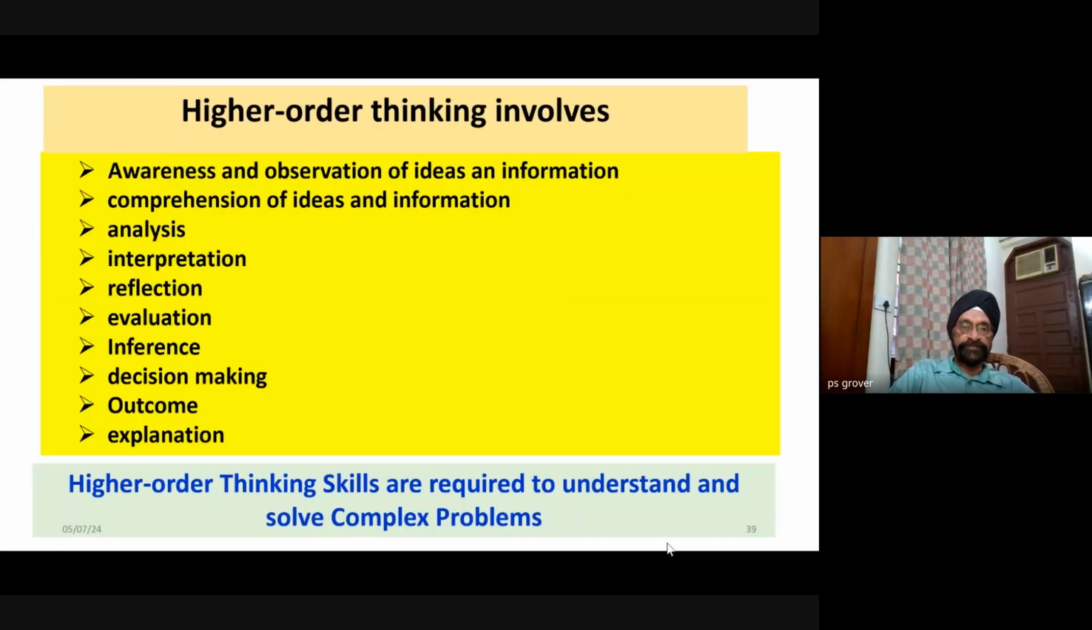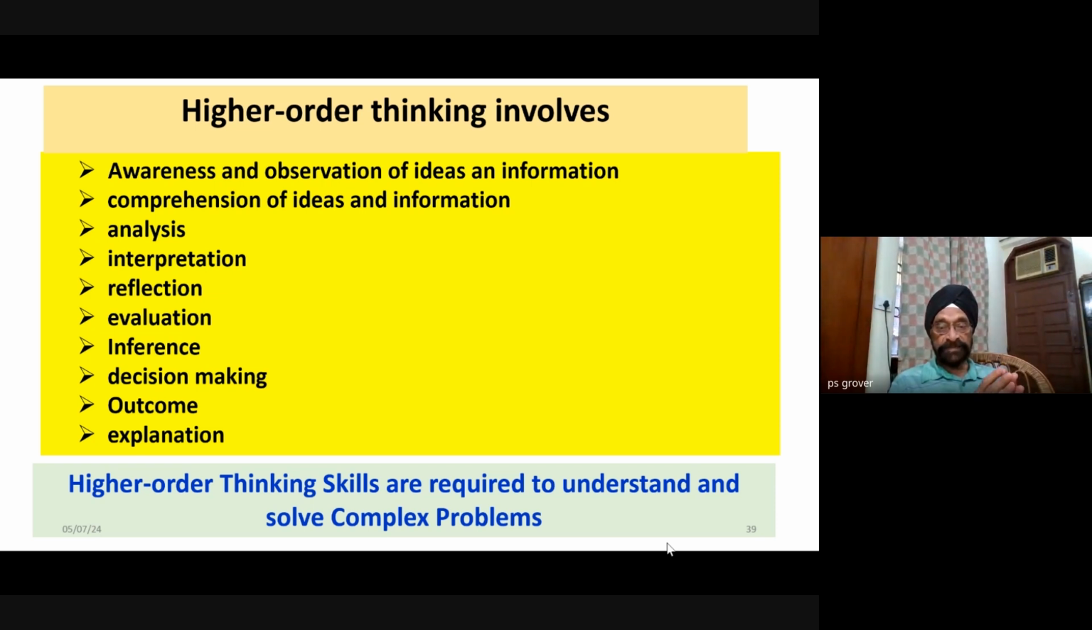So higher order thinking skills: awareness and observation of ideas and information, comprehension of ideas and information, analysis, interpretation, reflection, evaluation, inference, decision making, understanding outcome, explaining. So please see here, in order to have employability skill, students must be adept in imbibing higher order thinking skills. In fact, higher order thinking skills are the employability skills.